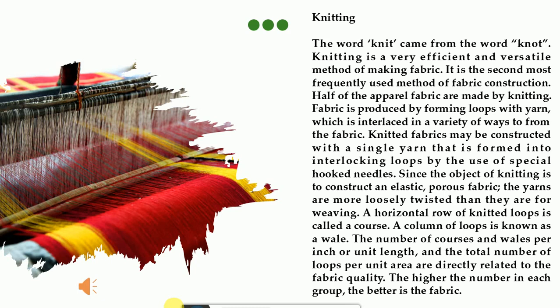A horizontal row of knitted loops is called a course. A column of loops is known as a wale. The number of courses and wales per inch or unit length, and the total number of loops per unit area, are directly related to the fabric quality. The higher the number in each group, the better is the fabric.